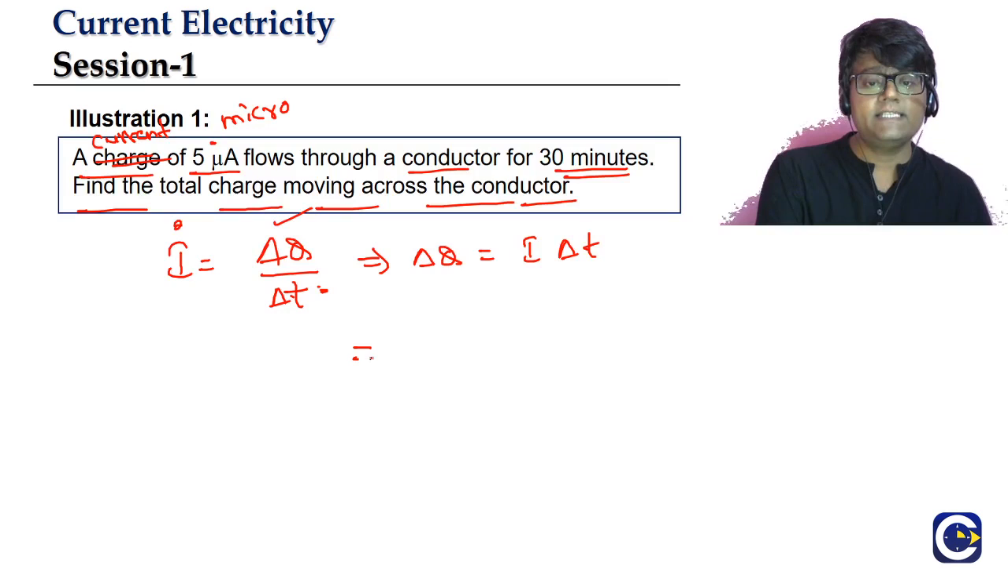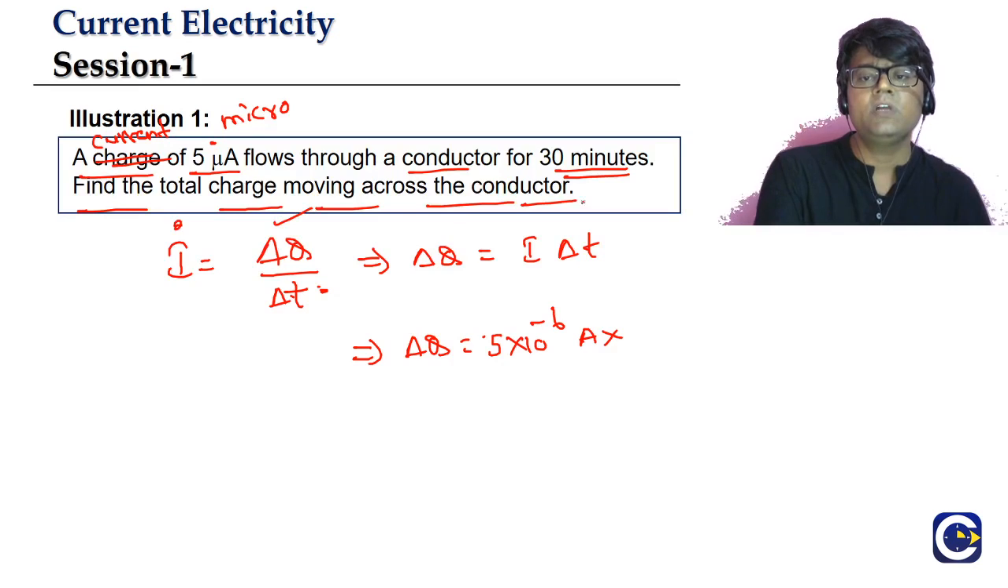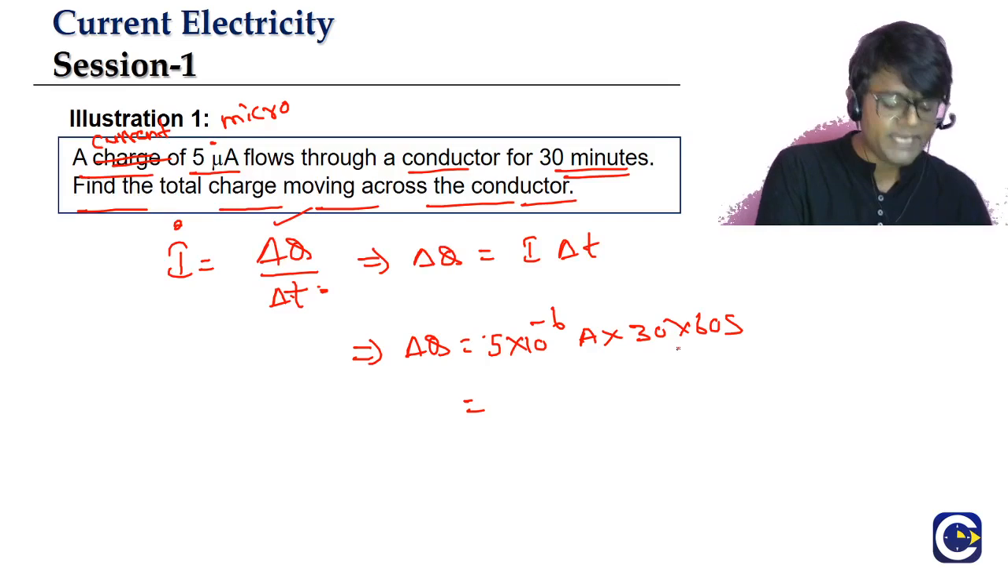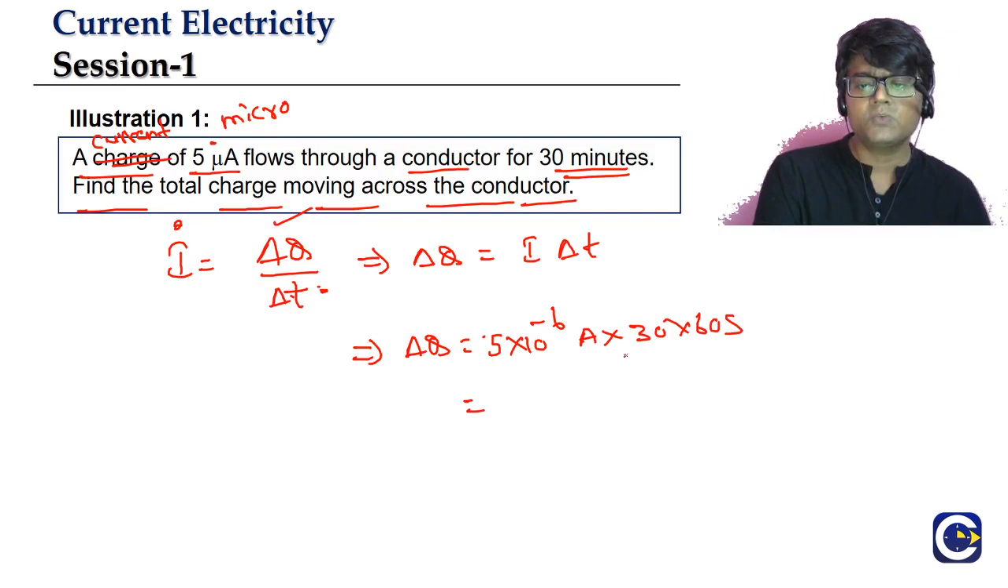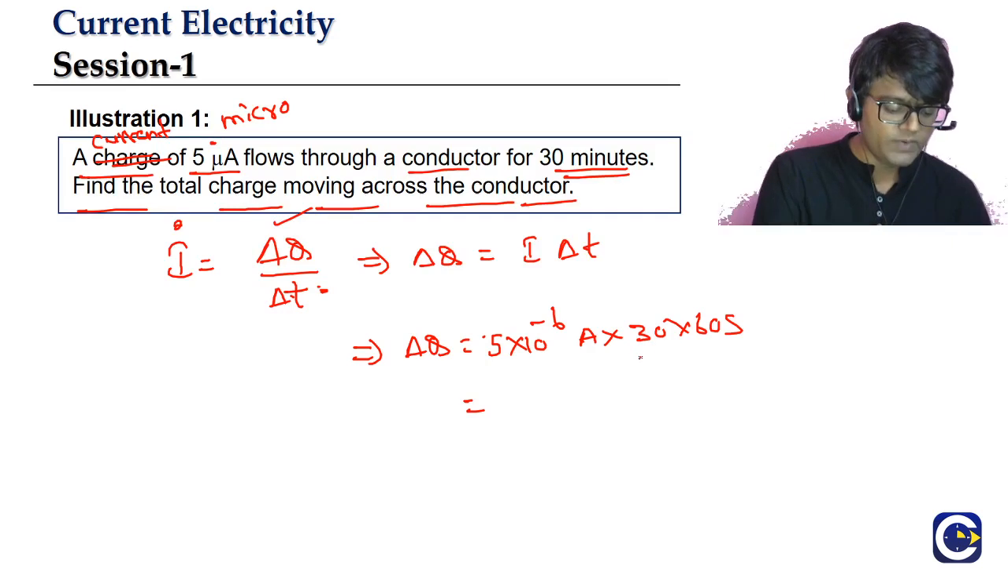Straight question, right? I guess some of us are able to get the answer. So delta Q will be equal to I. 5 microamperes means 5 into 10 power minus 6 amperes, into time, which is 30 minutes, meaning 30 into 60 seconds. We should convert this into seconds. Ampere into second is going to give us coulombs. Okay. So we have to simplify this.